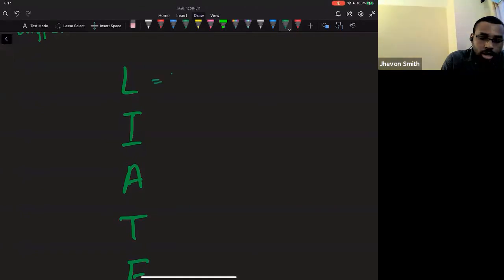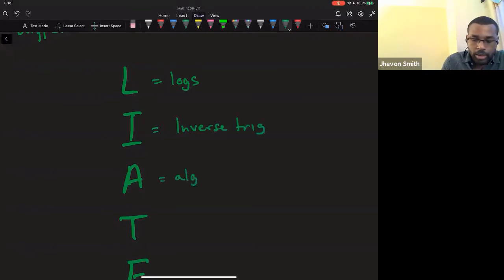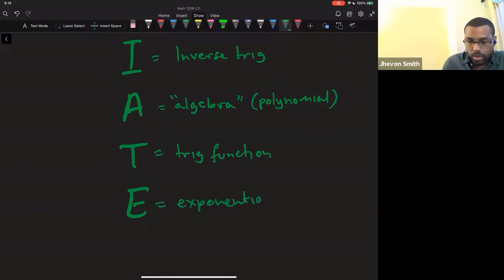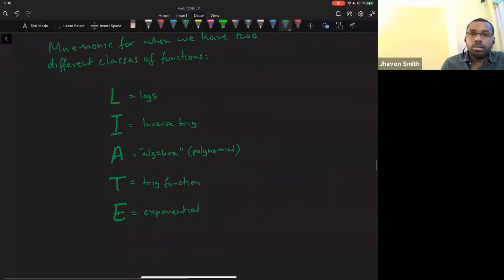So this is log. This is inverse functions. This is algebraic. Well, it's called algebra. Either way, it's a misnomer. It really means polynomial. T stands for trig function, and E stands for exponential. So these are the 5 classes of function that we can have.